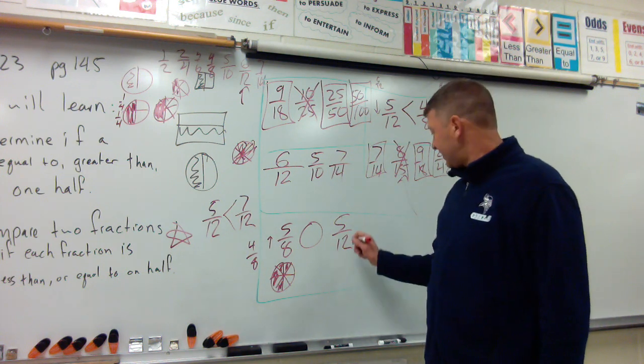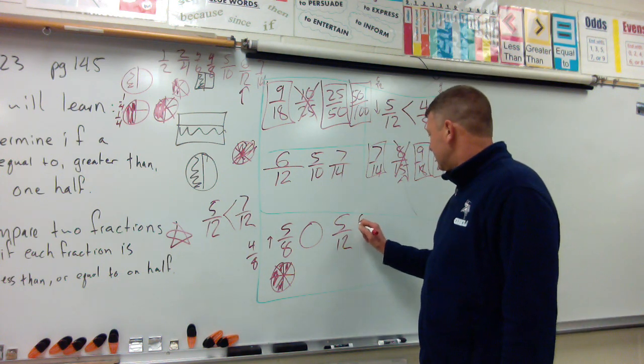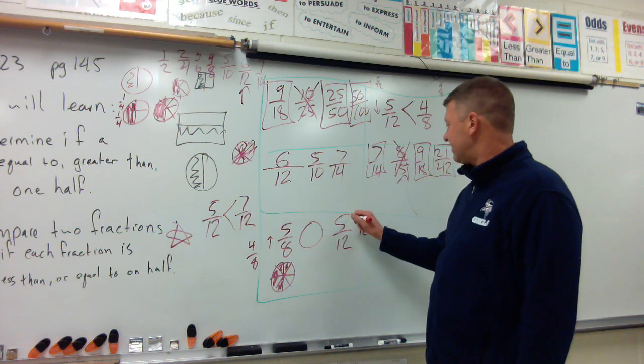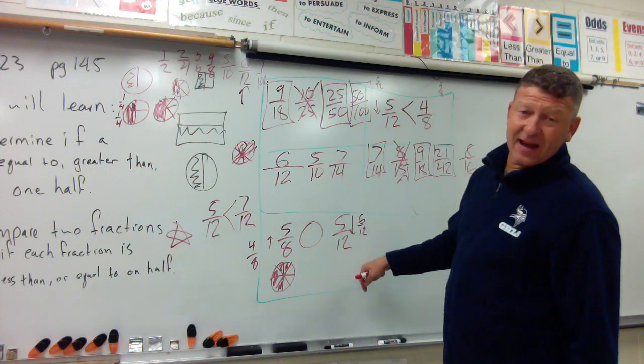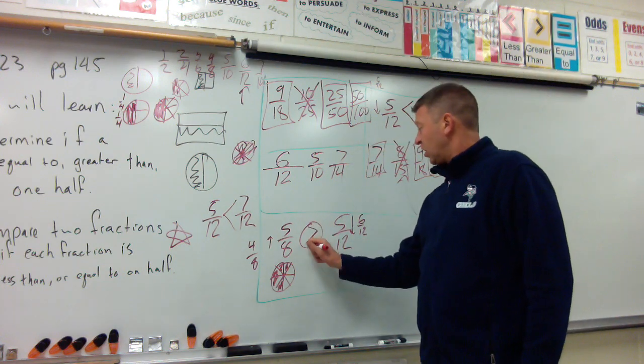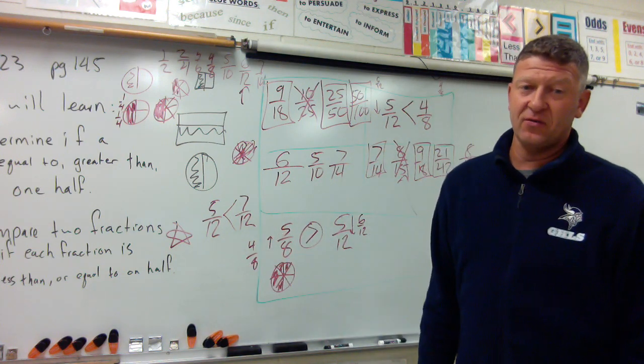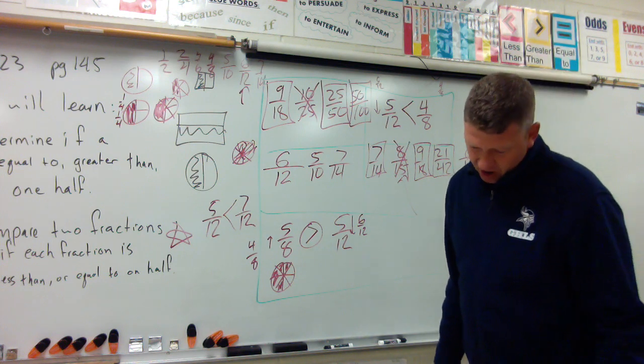And 5/12. So what's half of 12? 6. So 6/12. So 5 is less. So this is more than a half a pizza, and this is less than a half a pizza. Obviously, if you're hungry, you want the 5/8 is greater than. Okay? All right, and then look at the last one.